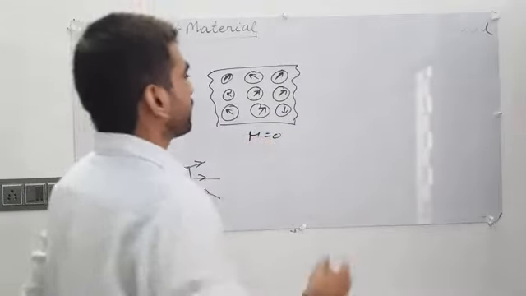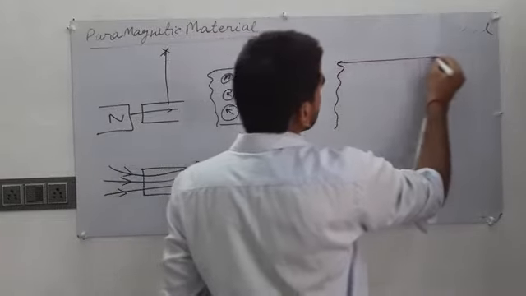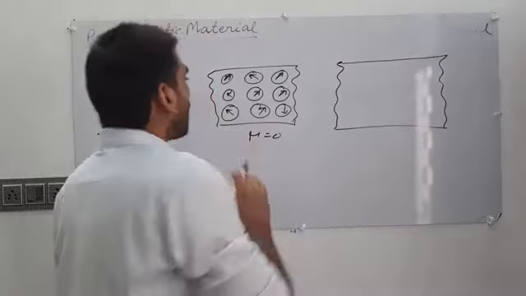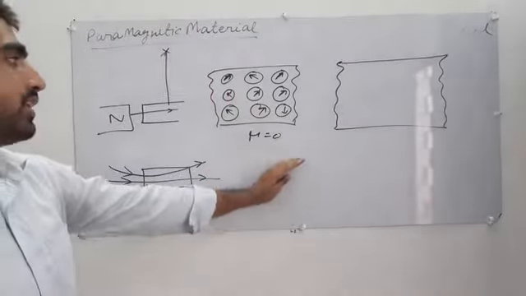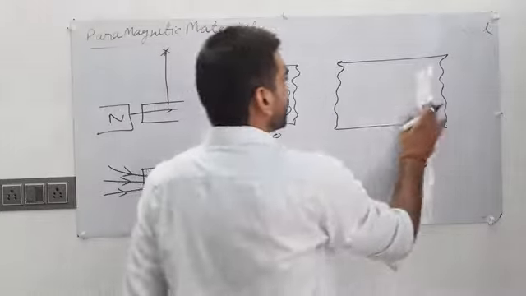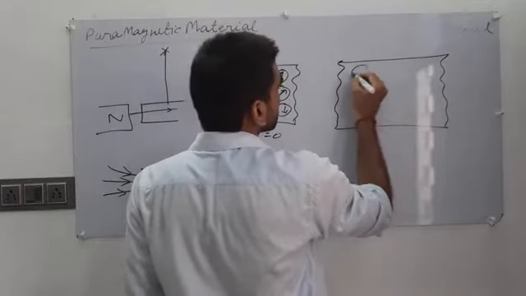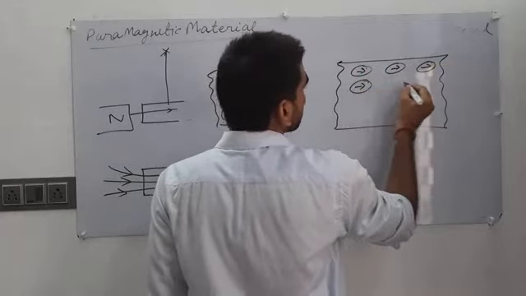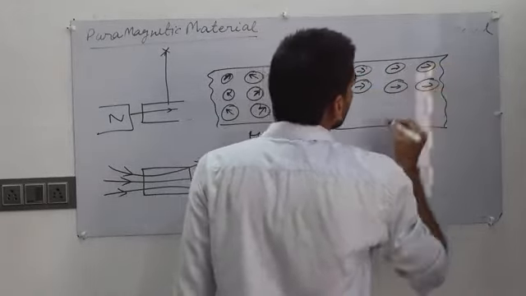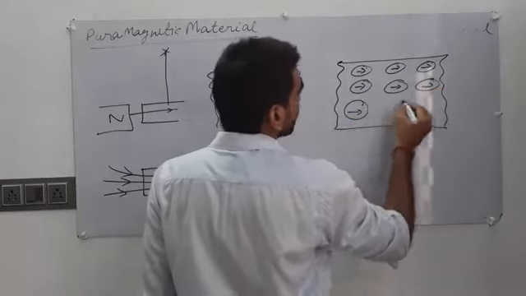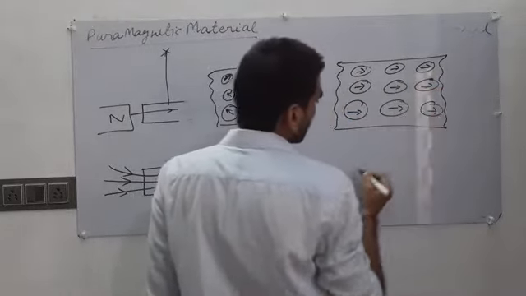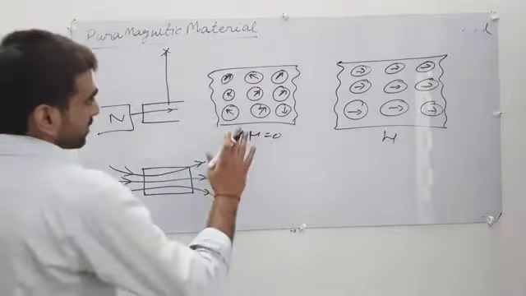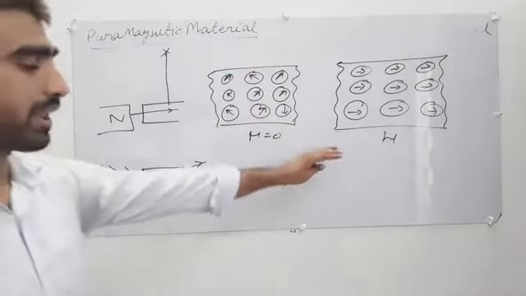Now if you put this specimen in the presence of an external magnetic field, then all the dipole moments align themselves in the same direction. That's why they now have a net magnetic moment. So these are the properties of paramagnetic material.